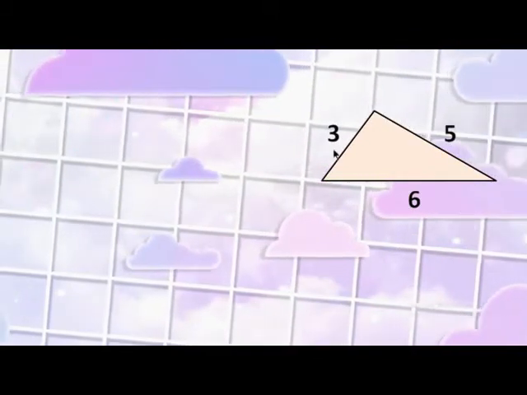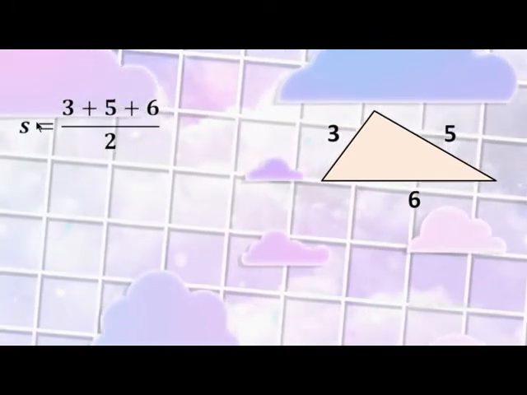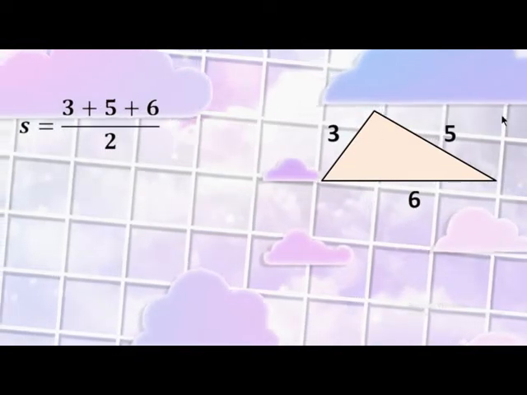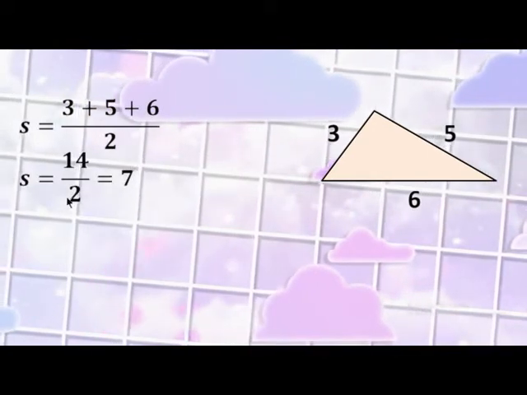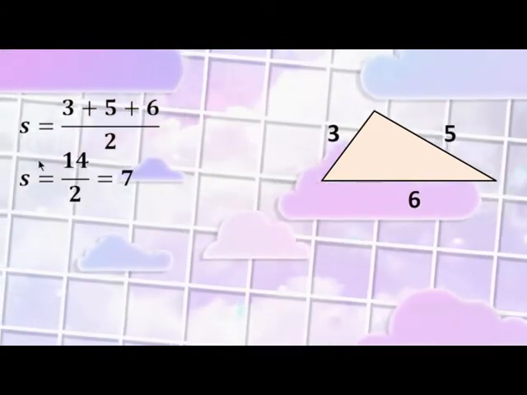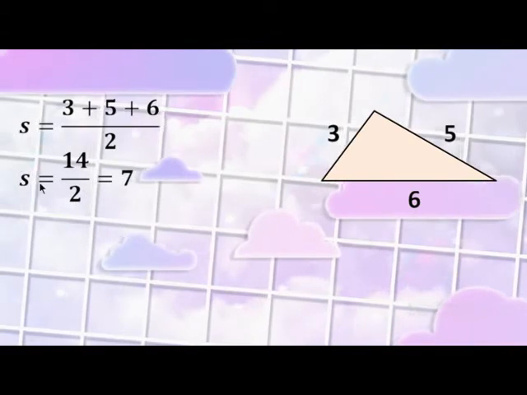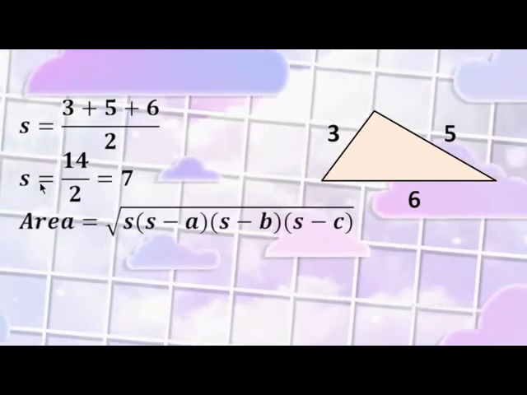Let's jump to the example. Find the area of this triangle. We only know all of its sides: 3, 5, and 6. So, first, we need to find the value of S. We add all those three sides together: 3 plus 5 plus 6 per 2 equals 14 per 2 equals S. After we find the value of S, we can substitute it in this formula.